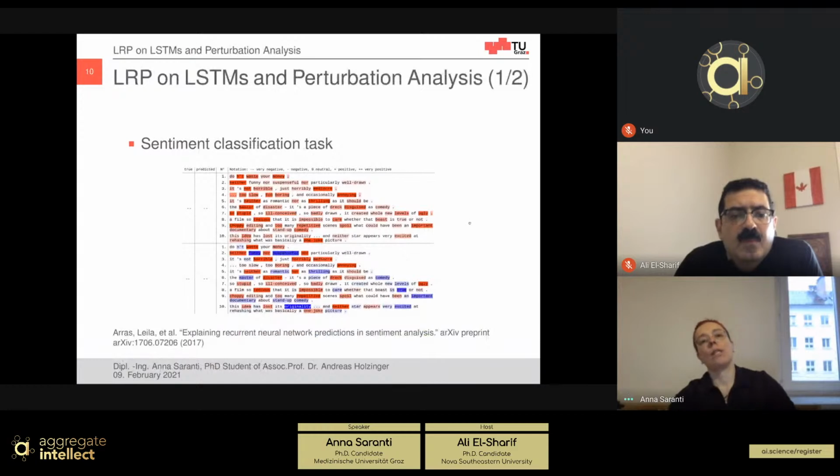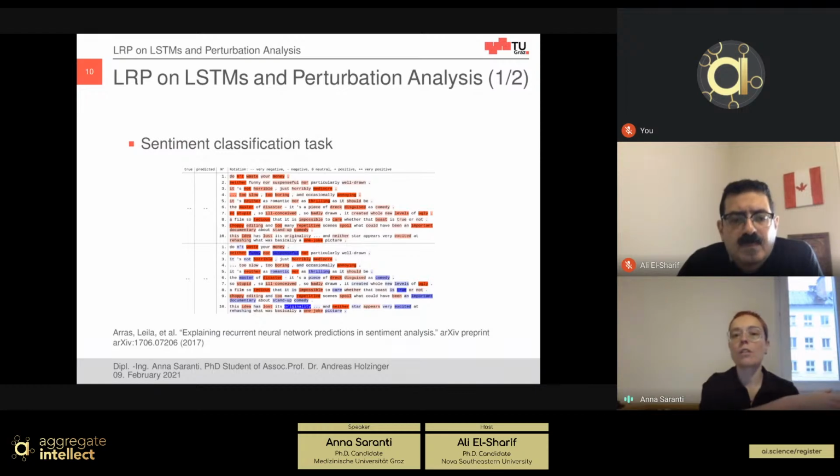And let's now jump into how LRP can be used on LSTMs. LSTMs process sentences, sequential data, and we can use it, for example, in an LSTM that does a sentiment classification task. It takes as input a data set that has movie reviews, usually criticism, and has 5 classes from very negative to very positive.